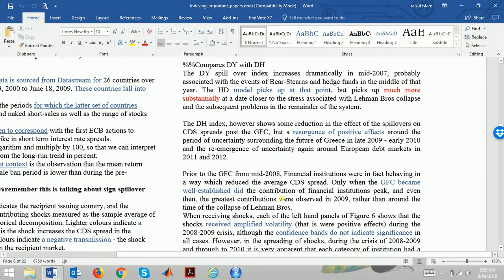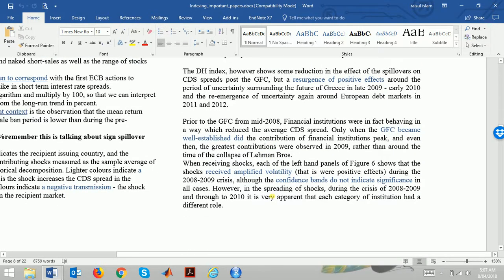Financial institutions, in fact, prior to a particular period, were behaving in a way which reduced leverage spread. Only when the GFC became well established did the contribution of the institutions peak. When receiving shocks, each of the left-hand panels of the figure shows that the shocks received amplified volatility during the crisis period, although the confidence bands did not indicate significance in all cases.